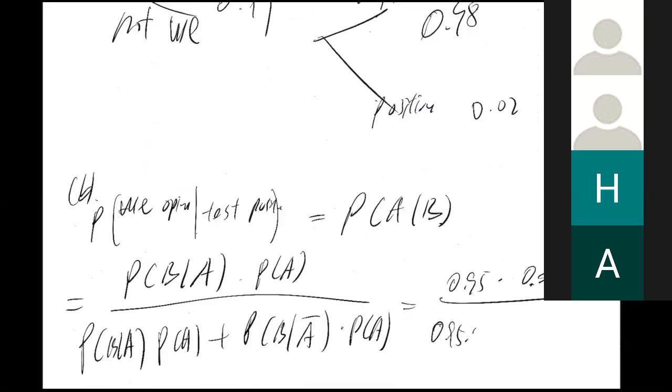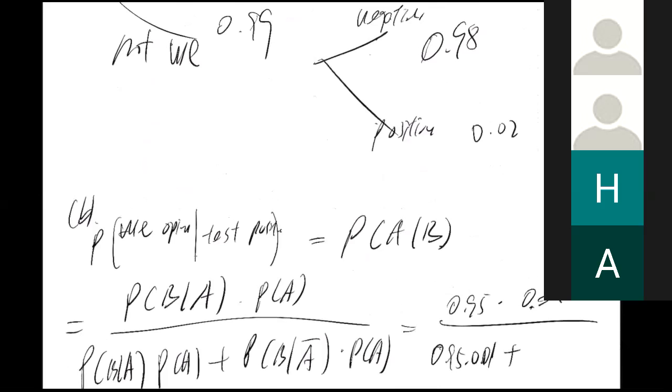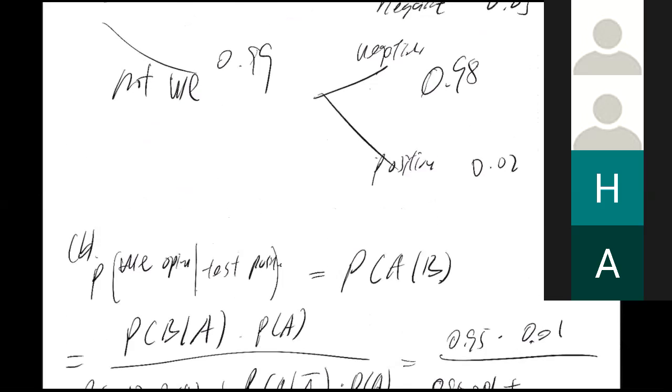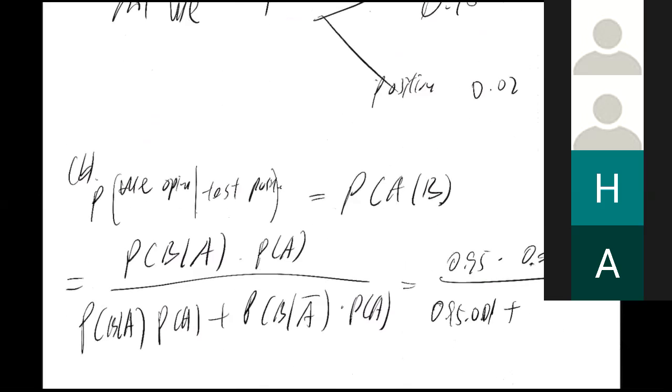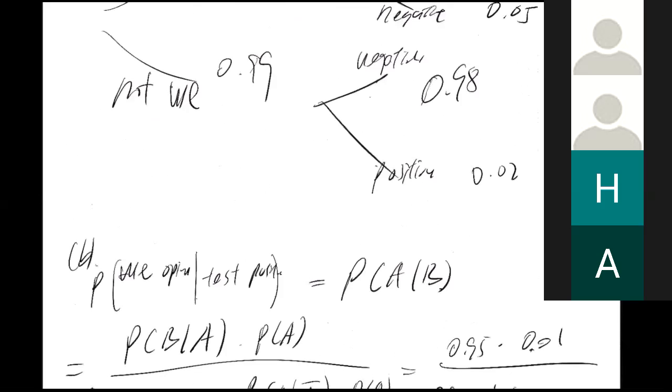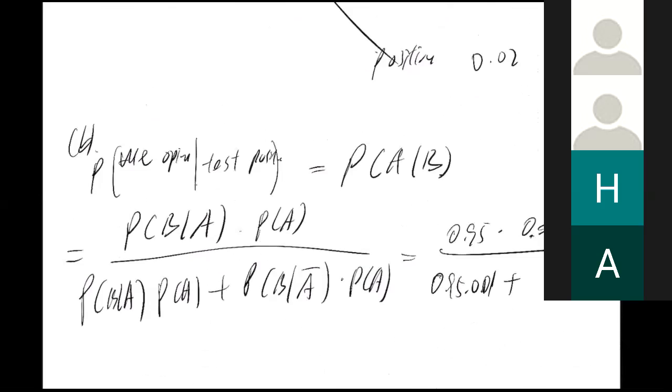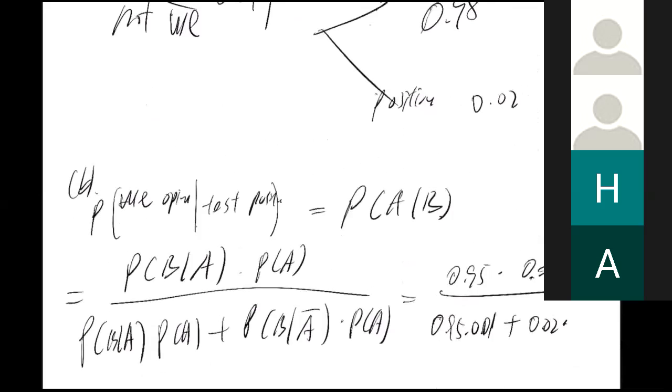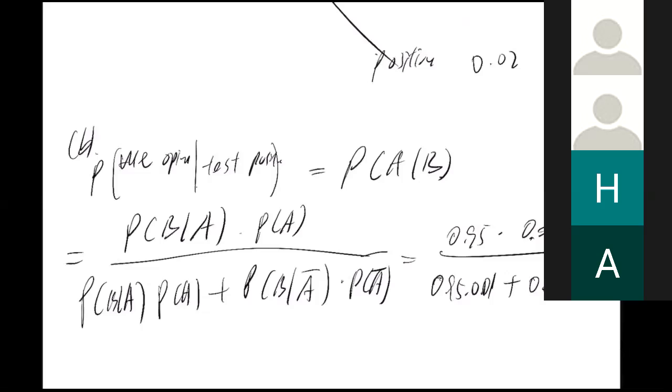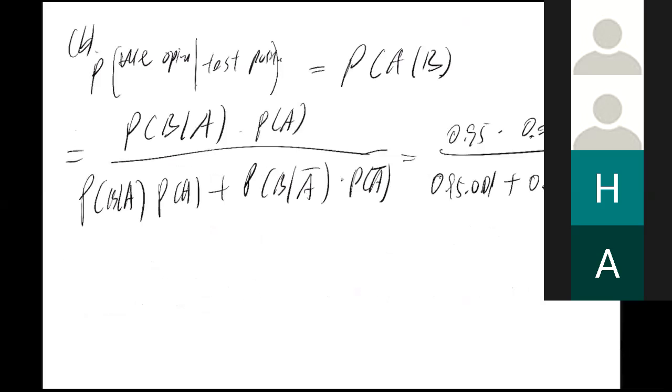That's the same thing here, plus P(B given A complement). A complement is not used, and B is test positive, so it's 0.02 times P(A complement), not used, 0.99. So that's the result, and it's actually equal to 0.3242.